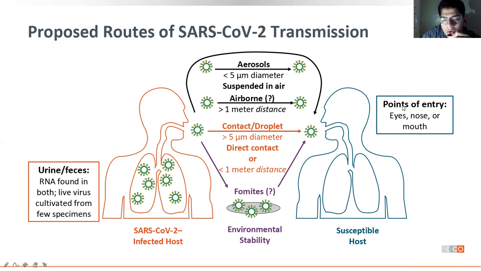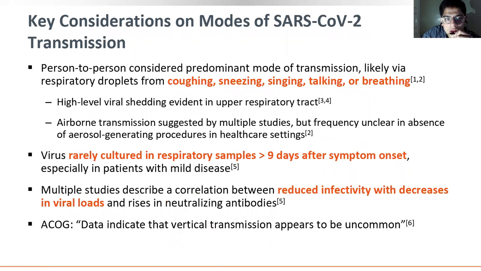The entry points of the coronavirus are the eyes, nose, or mouth. Some studies also show that an affected person's urine and feces contain small amounts of the virus, which means the virus can spread through human waste. Mostly, the coronavirus spreads from person to person.